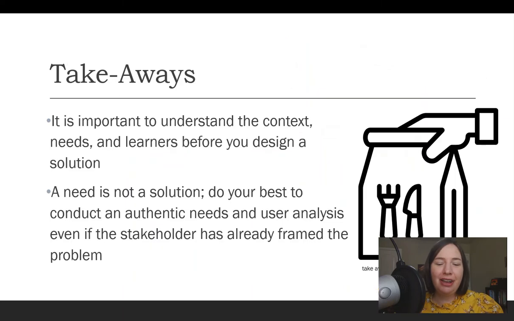Okay, main takeaways from this week. It's important to understand context, needs, and learners before you design a solution. And a need is not a solution. So a building is not a need. We need a building. We need an online program. That's not the need. We've got to figure out what the need underneath that is. Do your best to conduct an authentic needs and user analysis, even if the stakeholder has already framed the problem.